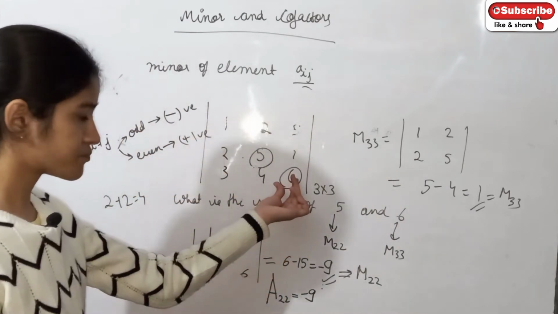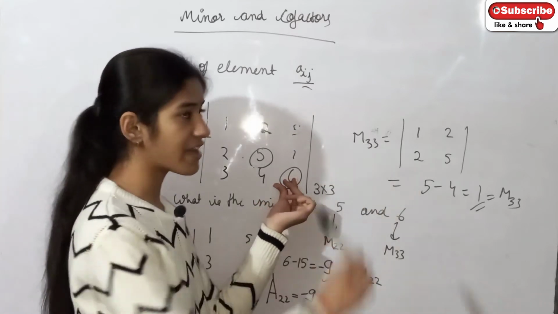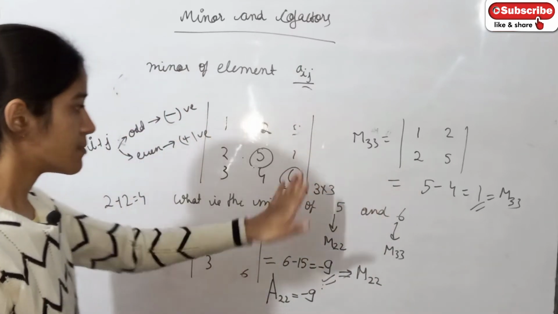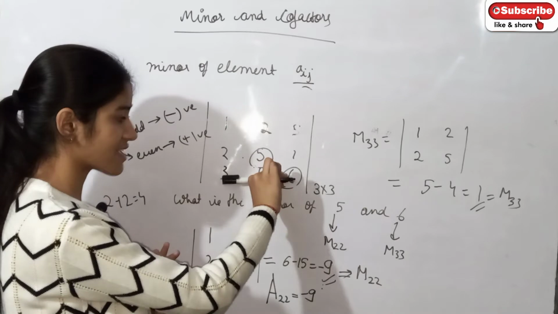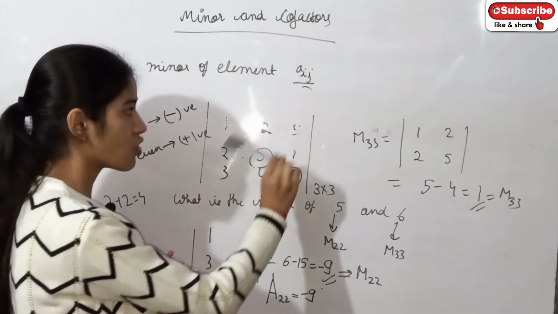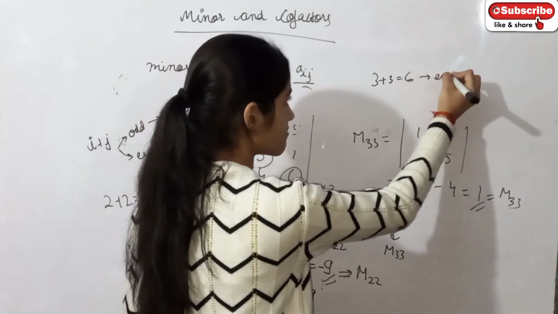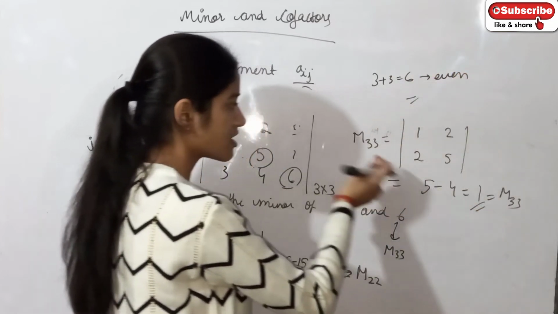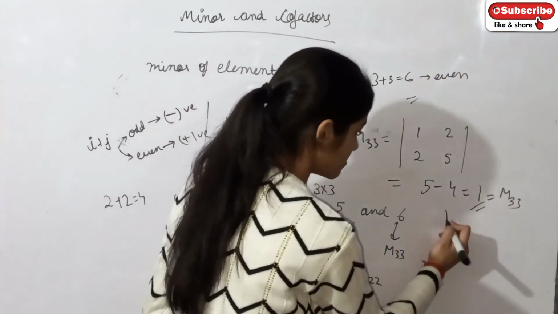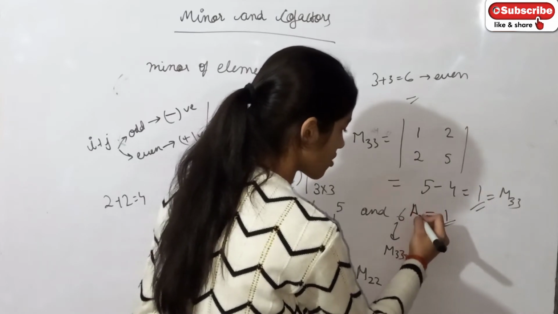If we find the minor of M33, the cofactor of 6 means it is lying at the third row and third column. So what is the sum of 3 plus 3? It is equal to 6, which is even. So we multiply only by the positive sign. Positive sign multiplied, we get only 1. So this is the cofactor of 3 3.